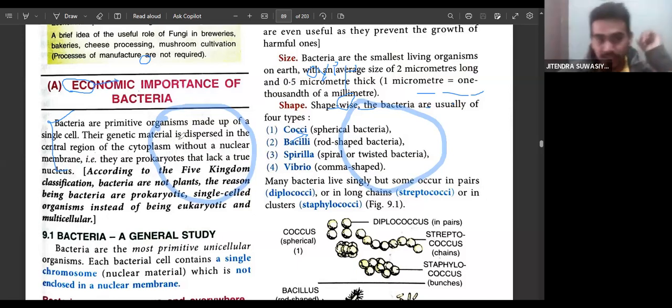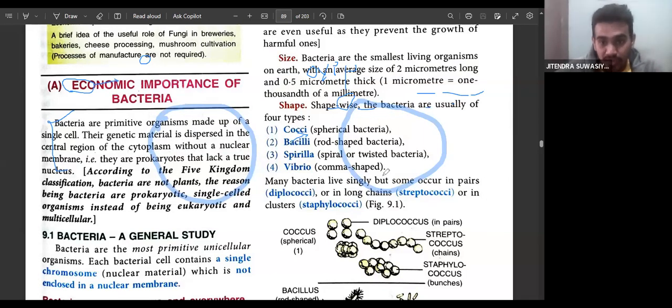So bacteria are a primitive type of organism. Pro means primitive, eu means new, like a true type of nucleus, that is eukaryotic, and prokaryotic is a primitive type of organism which was created after the big bang, or we can say they have been living for a very long time. The first organism produced on the earth was bacteria only. They are generally single cells, and their genetic material is dispersed in the central region of the cytoplasm without a nuclear membrane.